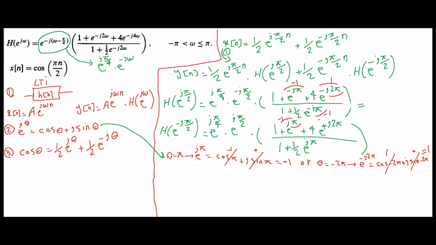Now, by substituting omega equal to pi over 2 into the frequency response, H at e to the power of j pi over 2 is written in the following form. We replace every omega with pi over 2. Similarly, by substituting omega equal to minus pi over 2 into the frequency response, H at e to the power of minus j pi over 2 is also obtained in the following form. Now, by substituting these values of H into the equation, we can write y[n].